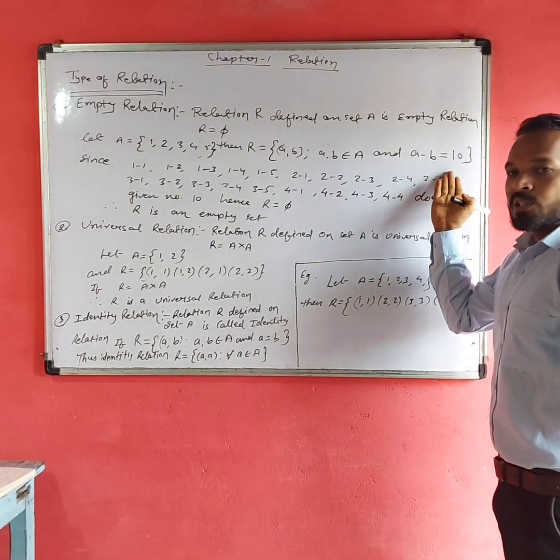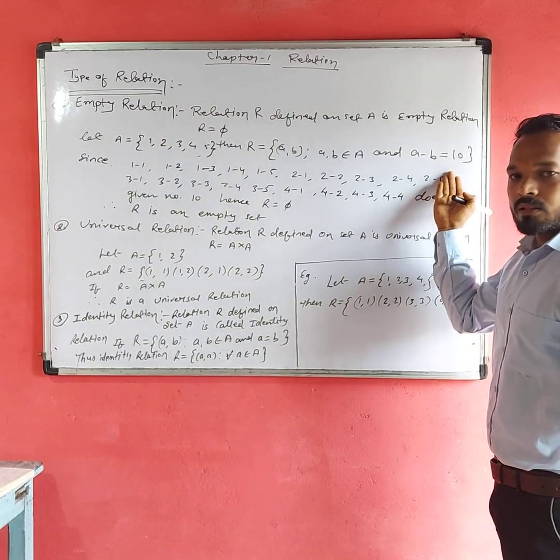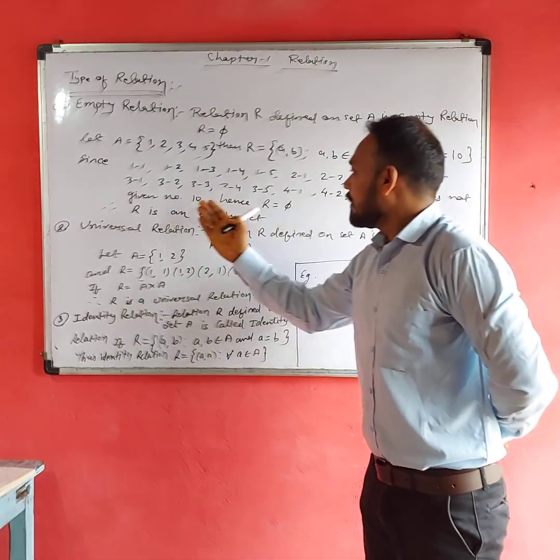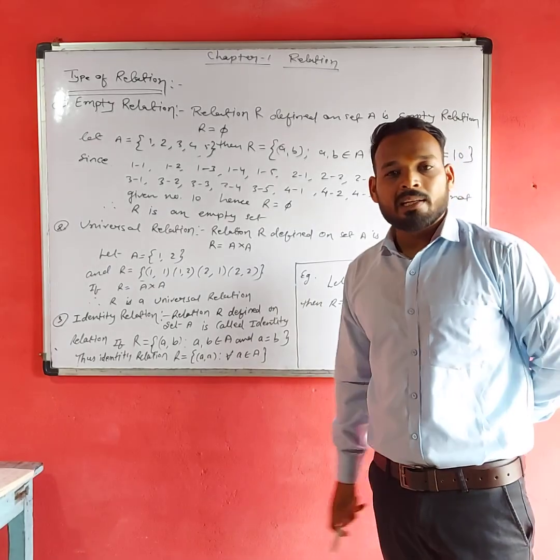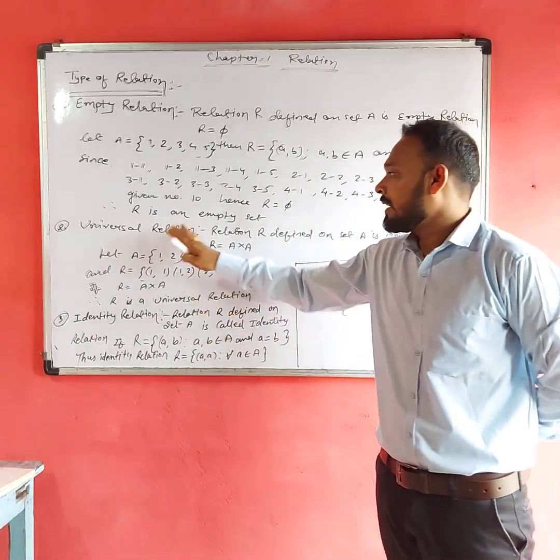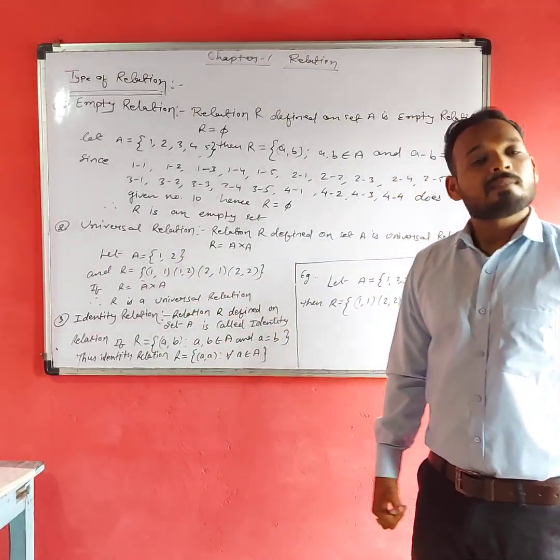Means a minus b is equal to 10 is the given condition, but no pair is equal to 10. Then R equals φ, and φ means empty set. Then R is an empty set.